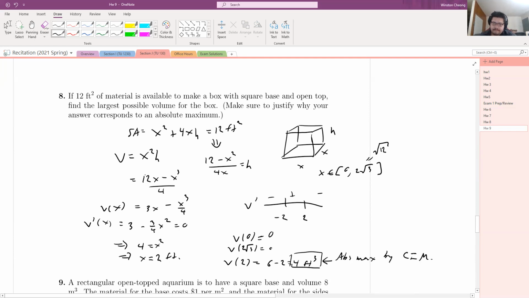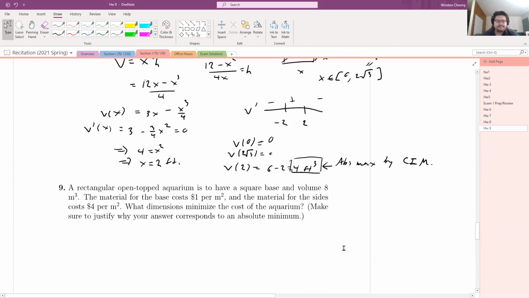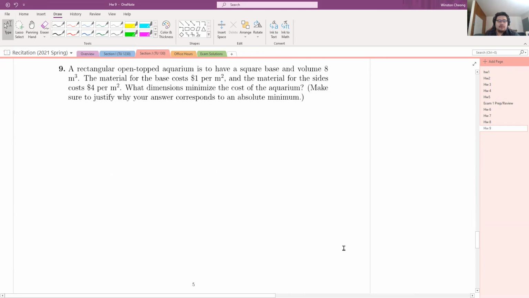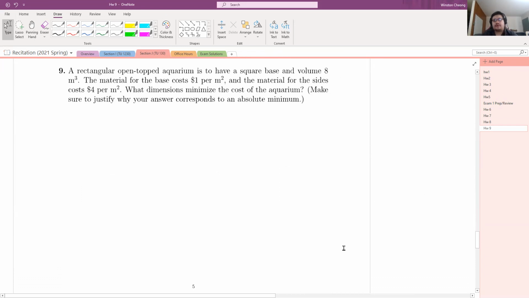And let me make sure I'm answering the original question. Find the largest possible volume. Yes, the absolute max value for volume. Okay, so that is that problem. And 9 is where things change up a little bit. For 9, we're going to end up finding that we can't use the closed interval method, and we're forced to use some other approach.